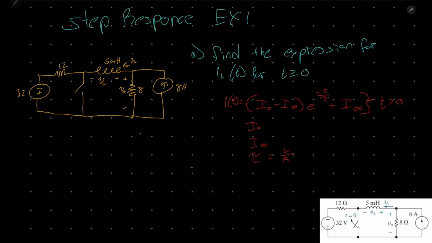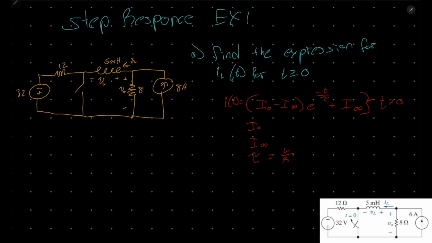Okay, so in this video, we're going to try and find the expression for i sub L of t for t greater than or equal to 0. Right here in red, I wrote the expression for the charging of our inductor for t greater than 0. The things we need to find in order to write this expression are I initial, I at infinity, and tau, which is this equation right here.